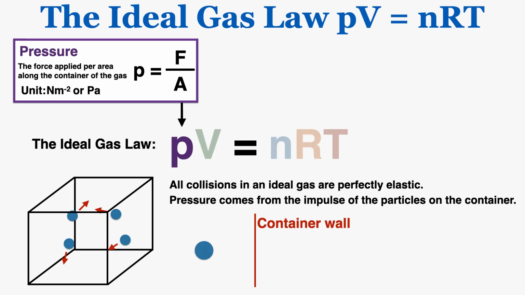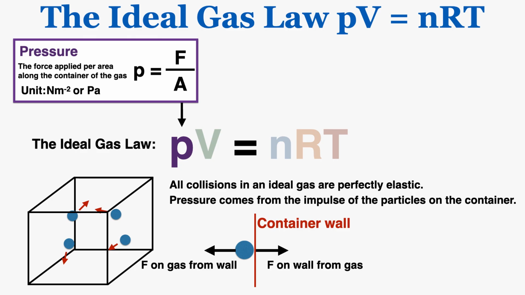This is some new information about pressure that you need to know for the ideal gas law. All collisions in an ideal gas are perfectly elastic. Pressure from an ideal gas comes from the impulse of the particles on the container. Because all the collisions are elastic, when the particles hit the container wall, the wall applies a force on the particle, and the particle applies a force back on the wall.